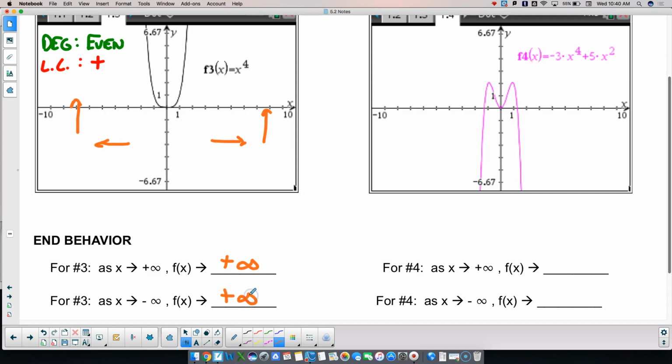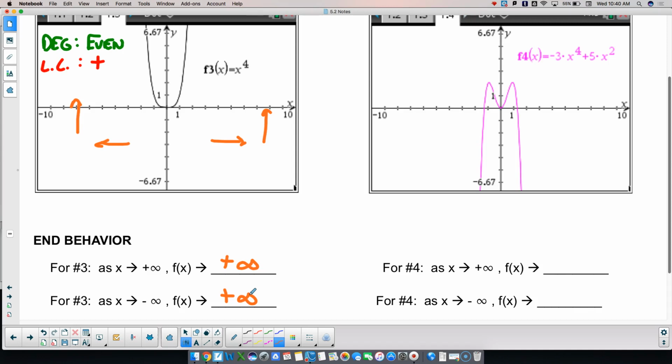So as x goes to positive infinity, f of x goes to positive infinity. And as x goes to negative infinity, f of x goes to positive infinity. You have to write them both out, and you write them out like that. You can't just say, "in positive infinity." You will be marked wrong because it's not proper mathematics.